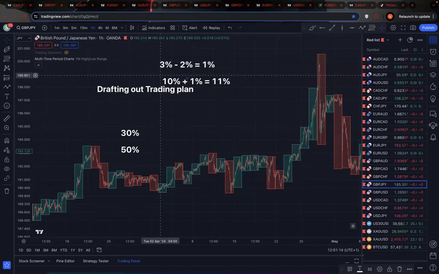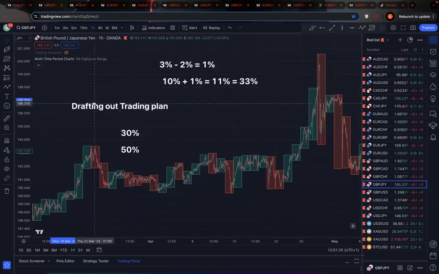So imagine we're now risking 3% per trade. That means there's 30% profit. How many trades are we taking? Just 5 trades or 4 trades. Do you see it? So tomorrow we're talking about drafting out your trading plan.